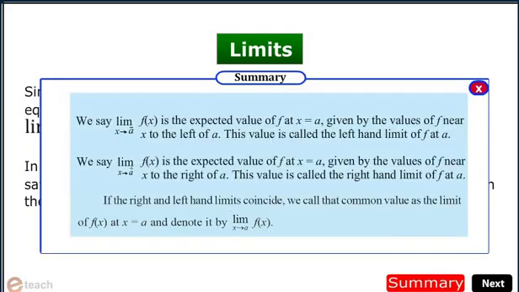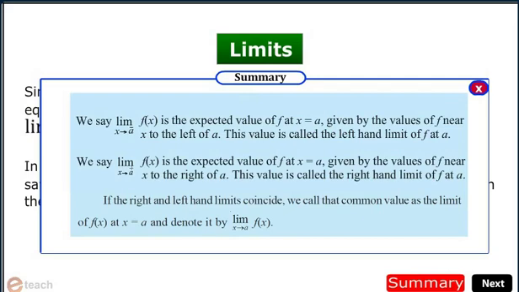Let's revise the important concepts which we have studied till now. We say the limit as x tends to a minus of f(x) is the expected value of f at x equals a, given the values of f near to x, to the left of a. This value is called the left-hand limit of f at a.